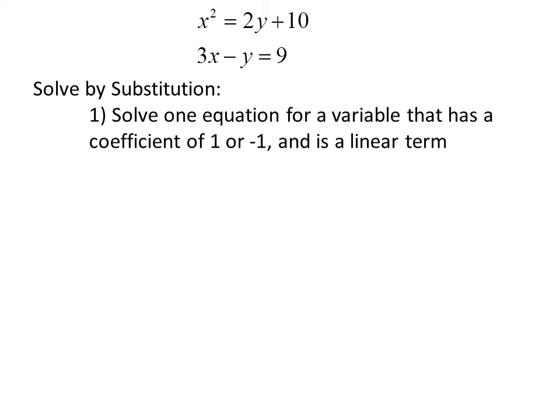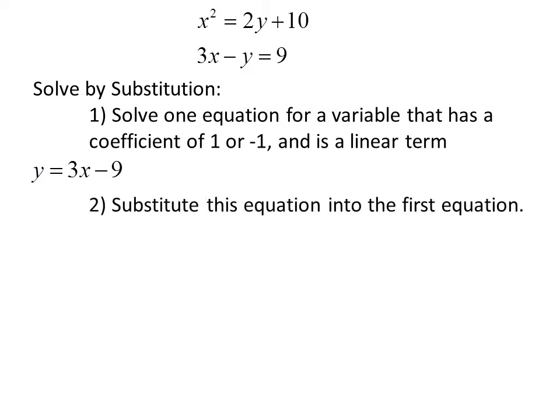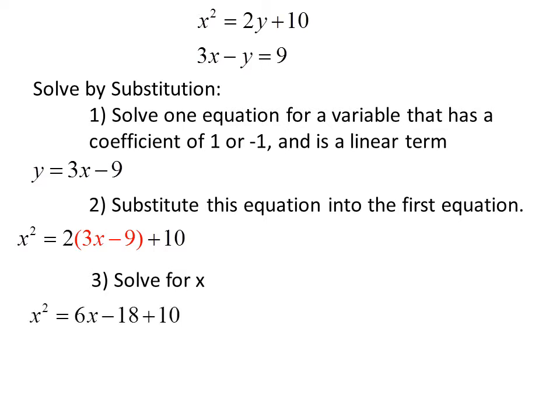So let's take that second equation and solve it for y. So I get y equals 3x minus 9. Now I'm going to take that equation and substitute it into the first equation. And now all I have to do is solve for x. So I'm going to distribute, combine my like terms. At this point, I'm going to look at it like I would look at any quadratic and think about what method would be the best method to solve.